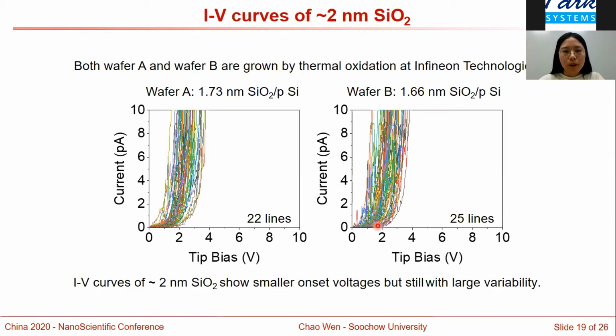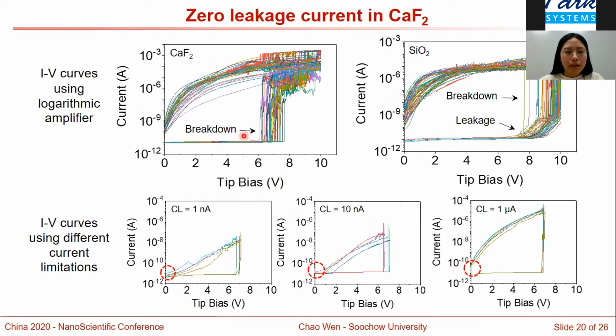Here, I want to point out that all the IV curves we measured just now use a linear amplifier, so we can only observe the current from picoampere to 10 nanoampere. In order to observe the current from microampere to milliamperes, we change the linear preamplifier to a logarithmic preamplifier, and we reproduce the experiments in calcium fluoride and silicon dioxide.